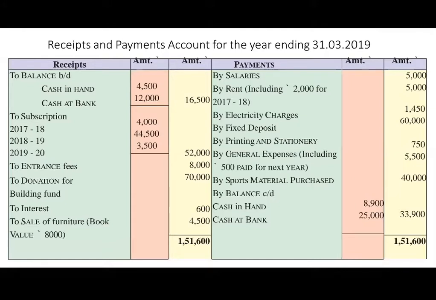The receipt and payment account is given to you, and from this you are going to prepare the income and expenditure account. As you can see, there are two sides, the receipt side and the payment side. Whenever you start recording the entries in the income and expenditure account, always start from the payment side. Which side do you start from? Always start from the payment side, because very few adjustments are there on the payment side, whereas on the receipt side you will find more adjustments. So always start from the payment side.